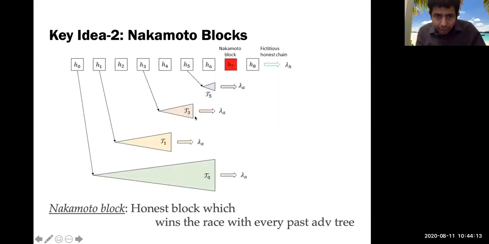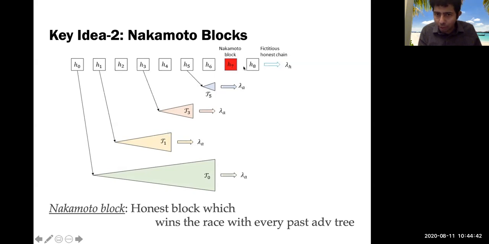So here you have it, now just drawn in a different way. You have each honest chain and a tree growing underneath it, and a fictitious honest chain at the top. And we define an idea of what we call a Nakamoto block, again, in difference to Nakamoto.